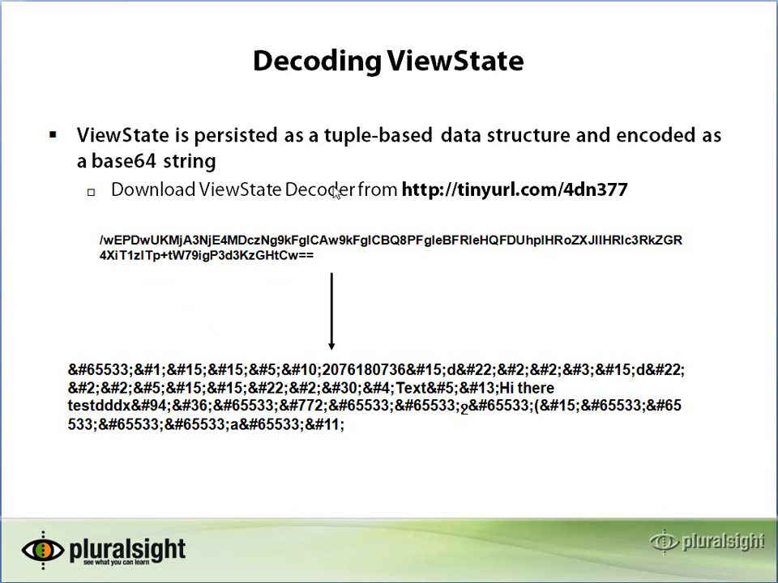It turns out, though, if you look a little more closely at the ViewState contents, it is actually a representation, a serialized representation of a tuple-based data structure. So it's a collection of doubles and triples and quads that sort of create this hierarchical collection of data into which all of these controls are placing their state.